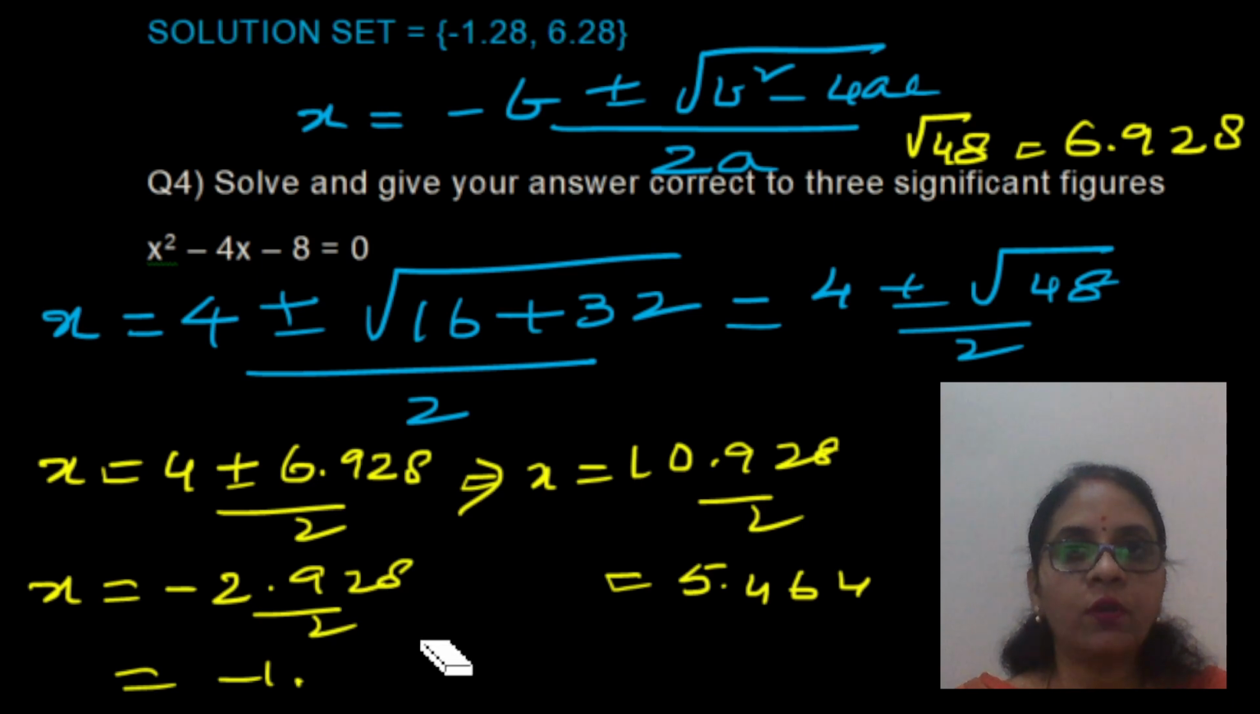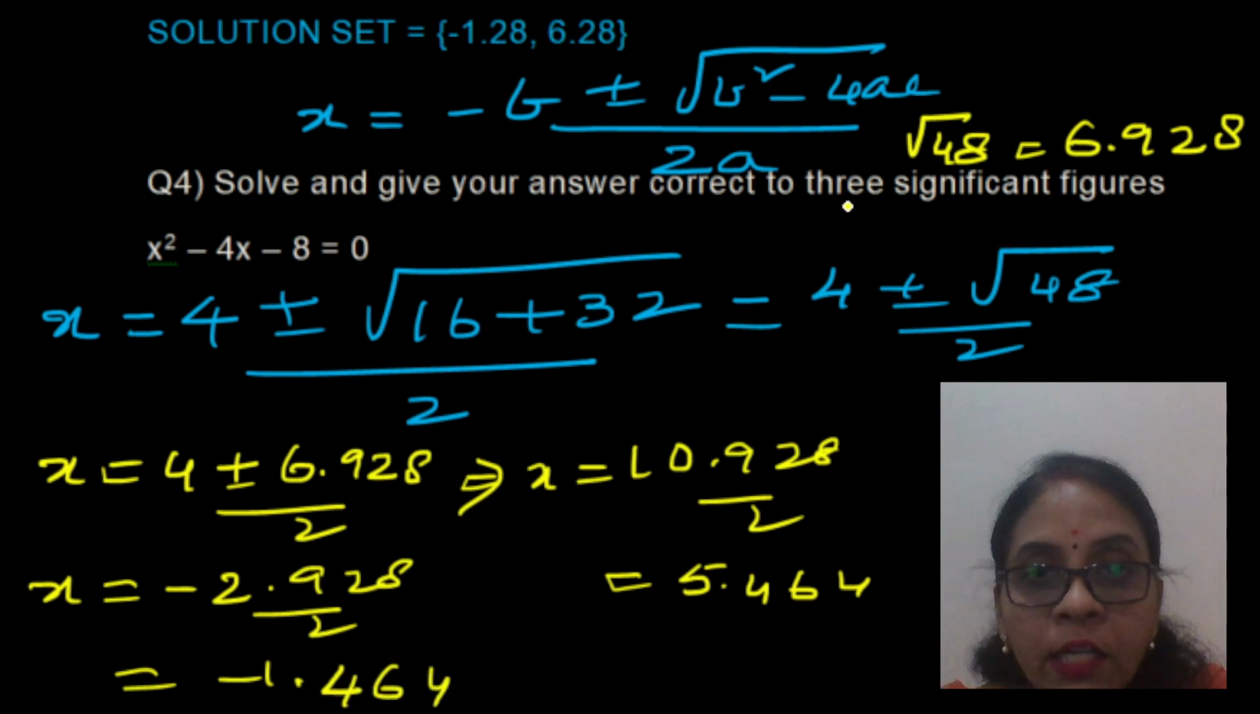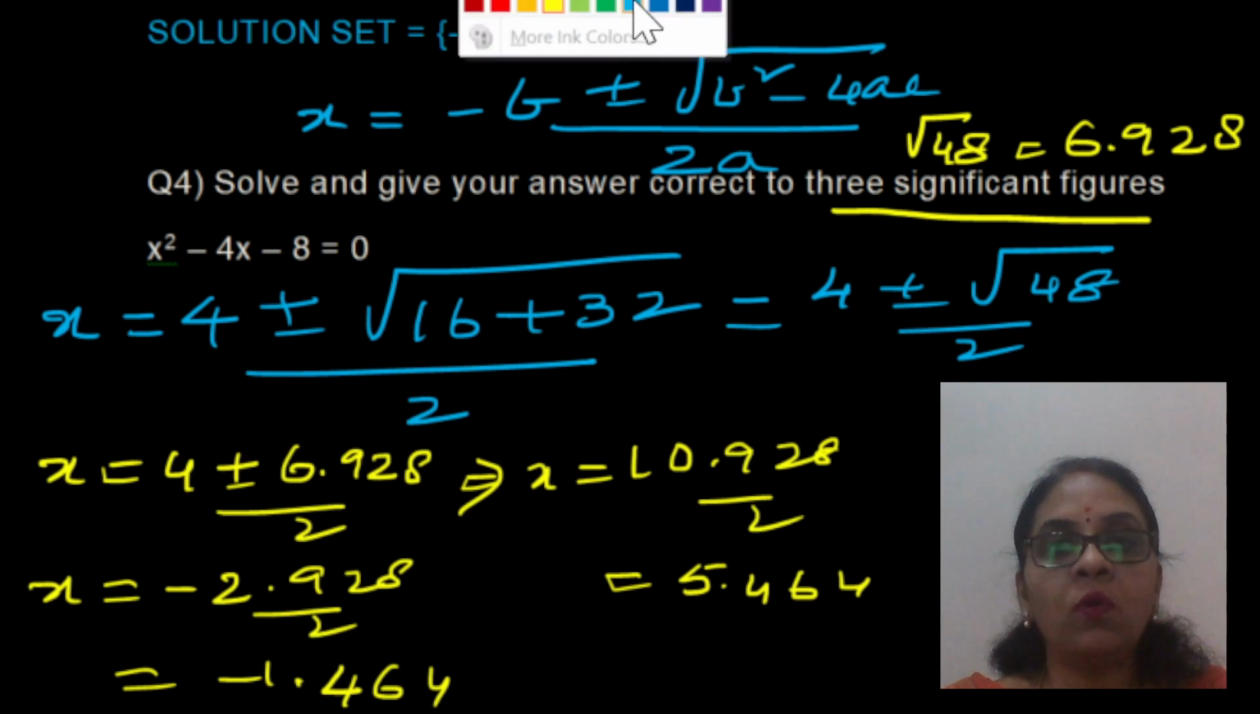Minus 1.464. Now give your answer correct to 3 significant figures. Children, most of the children make a mistake when they do the significant figures. Okay, let me go back to this.